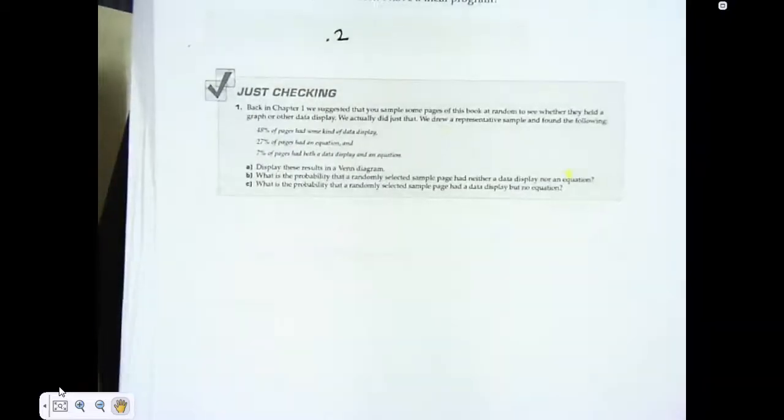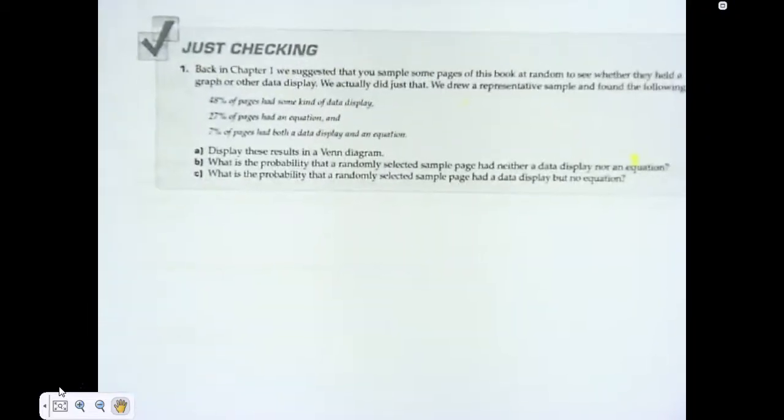Okay, so now let's take a look at this just checking problem. It may be one you want to try on your own before you look at my example. If so, you can go ahead and pause this.